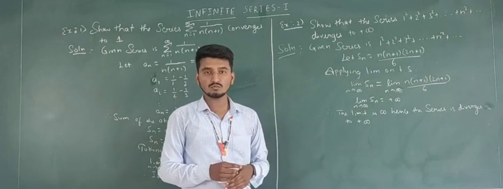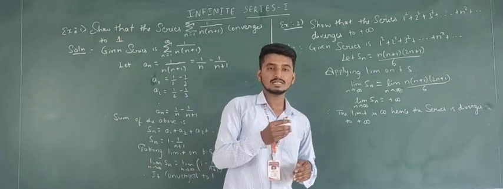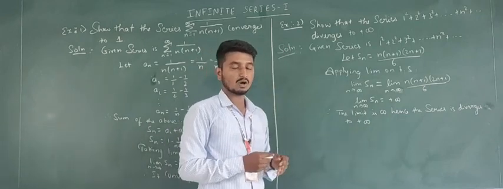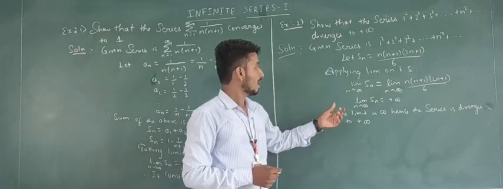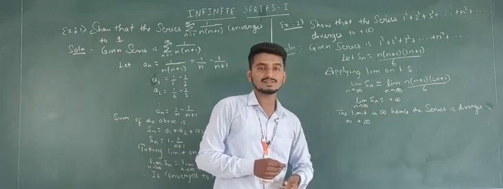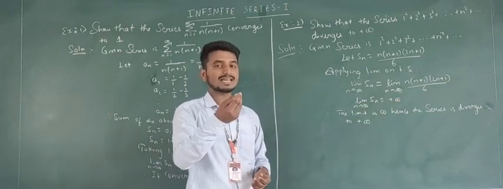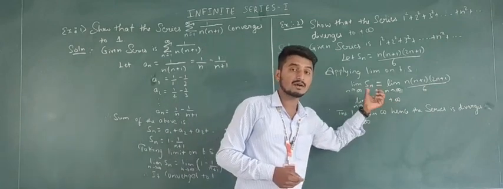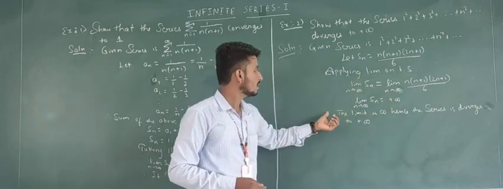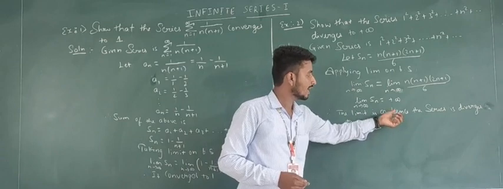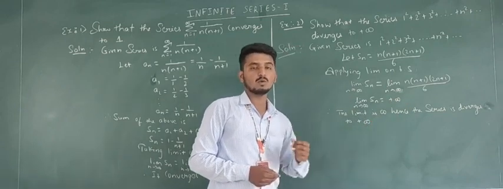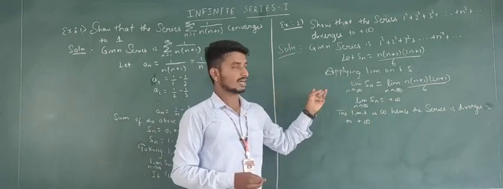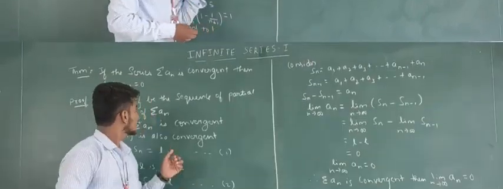By the definition of a divergent series, if the series has a limit of plus infinity or minus infinity, then we call it a divergent series. The limit is plus infinity here, hence the series diverges to plus infinity. So these are the two types of problems on the convergence theorem.